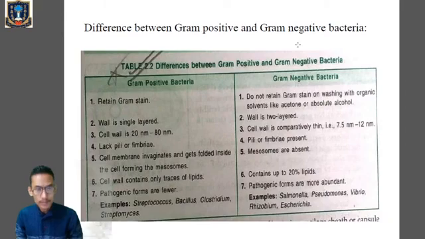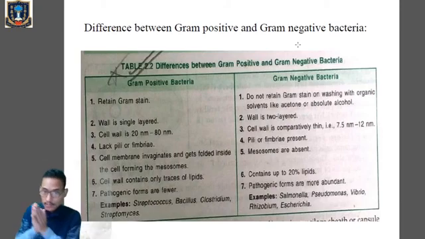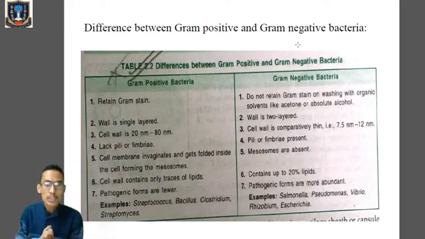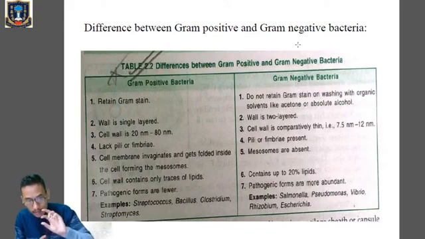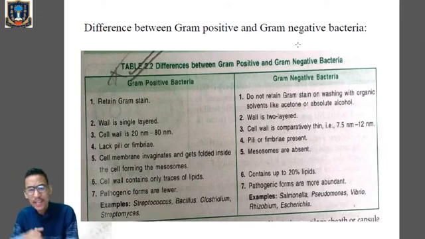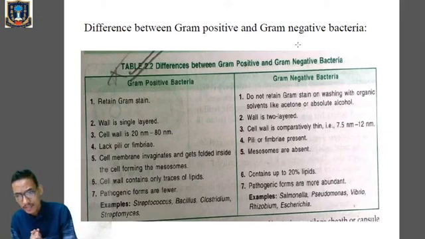So now we'll go to the differences. Gram-positive means they will retain the gram stain. Now what is gram stain? The staining done by Hans Christian Gram, where he stained the bacteria using crystal violet stain stabilized with 0.5% iodine solution and washed with acetone or alcohol. It's called gram stain. Those bacteria which were able to retain the stain were called gram-positive bacteria, and their color is purple or deep violet. Those bacteria which are not able to retain the gram stain are known as gram-negative bacteria.